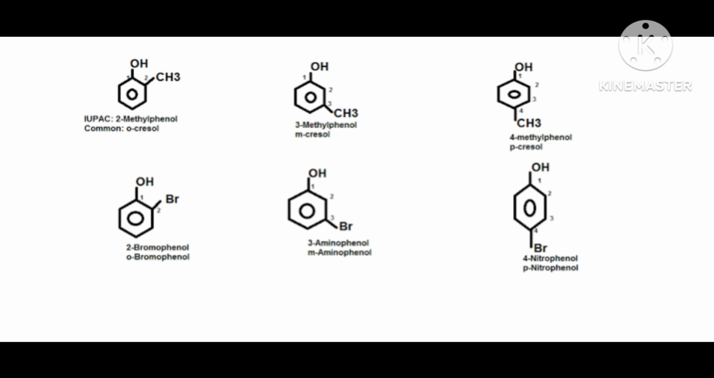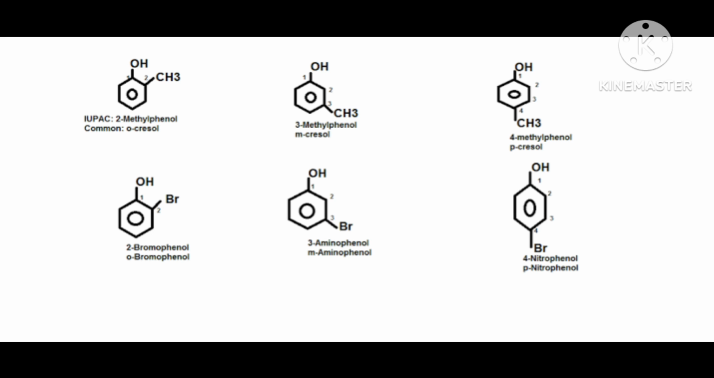Isobutyl alcohol means CH3, CH, CH2, OH with a methyl group attached to the second carbon. Then it is actually isobutyl alcohol, iso, because a methyl group is attached to the middle carbon, and in the end CH2OH is there. This is actually isobutyl alcohol. This is the common name.